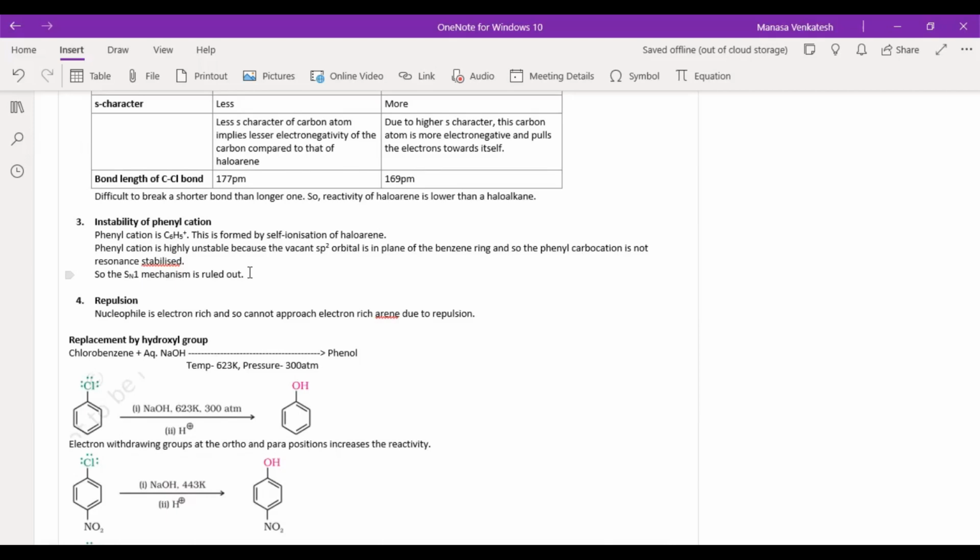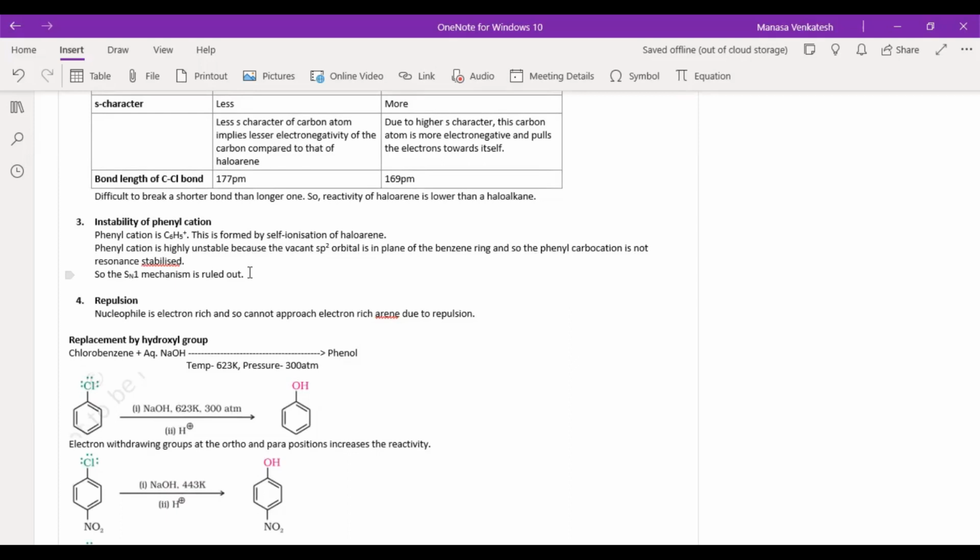Next, repulsion. The reason you have so many electrophilic substitution reactions is because of the fact that our benzene ring has a high number of electrons. So it's electron dense or electron rich. A nucleophile is in itself electron rich, and so it cannot easily attack an arene because of the repulsive interactions.